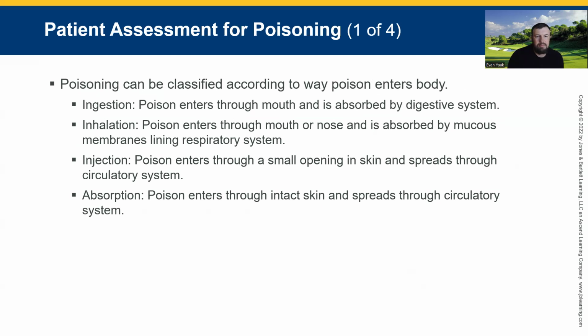So, poisoning can be classified according to the way the poison enters the body. So we've got ingestion, inhalation, injection, absorption. So when we ingest it, it goes in through our mouth. We eat it, we swallow it, whatever. We inhale it, we breathe it in, so it's going into our lungs and it's getting that mucous membrane. Injection, we're shooting up, or it's entering the skin in some way, or absorption, it actually soaks in through pores and gets in our circulatory system that way.